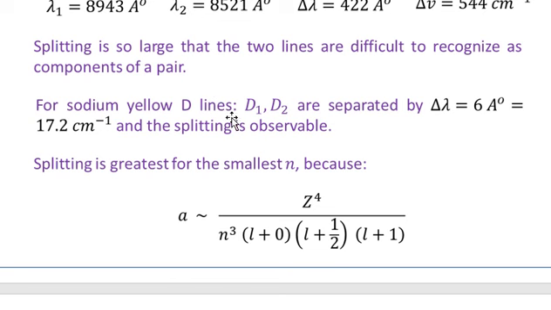For sodium, the D lines D1 and D2 are separated by delta lambda equal to 6 angstrom, which is equal to 17.2 centimeter inverse, and the splitting is easily observable even with conventional spectroscopic apparatus. So splitting is greatest for smallest n, because n cubed occurs in the denominator. So if n is small, the splitting will be large, and you can have a reasonable value of the constant a. And then of course, as in the case of D1 and D2 lines, you can see those splittings as the doublet lines.